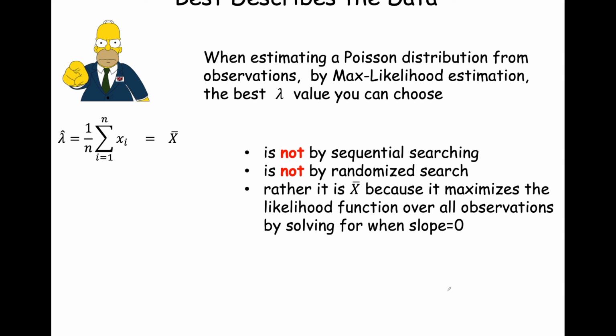Okay. And so when you're estimating a Poisson distribution from observations using max likelihood estimation, the best λ value that you can choose, or replacement, or estimator, is not by sequential search, not by random search. Rather, it's x bar because it maximizes the likelihood function over all observations by solving for when the gradient or the slope or the derivative is equal to 0. That's the turning point where we reach the maximum in the objective function.